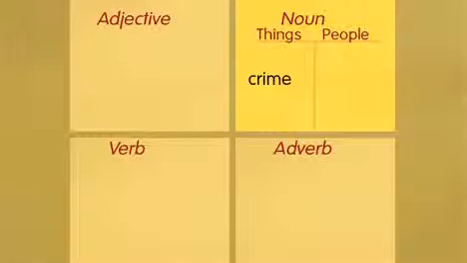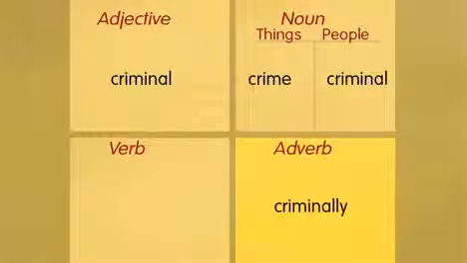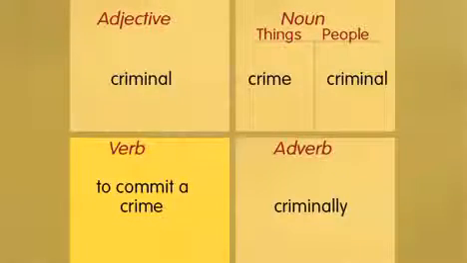Let's have a look at the crime word group. Crime is a noun, it's a thing. A criminal is a person who commits a crime. Criminal is also the adjective. We can describe something by using the word criminal before the noun. That was a criminal act. And we have the adverb criminally. To behave criminally is to behave in an illegal way. There's no verb from crime. We have to use the phrase to commit a crime. Okay, we'll come back to our table a bit later.